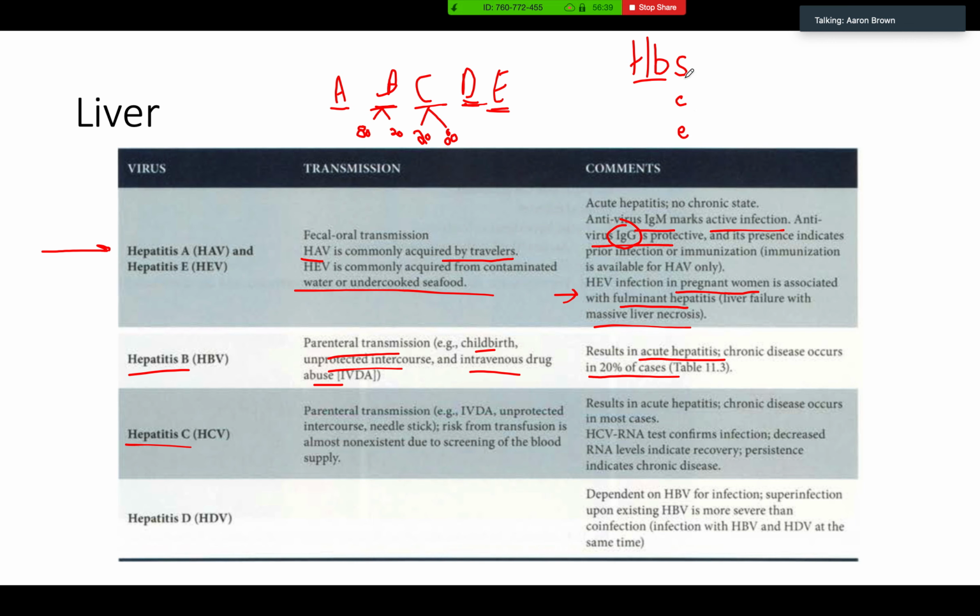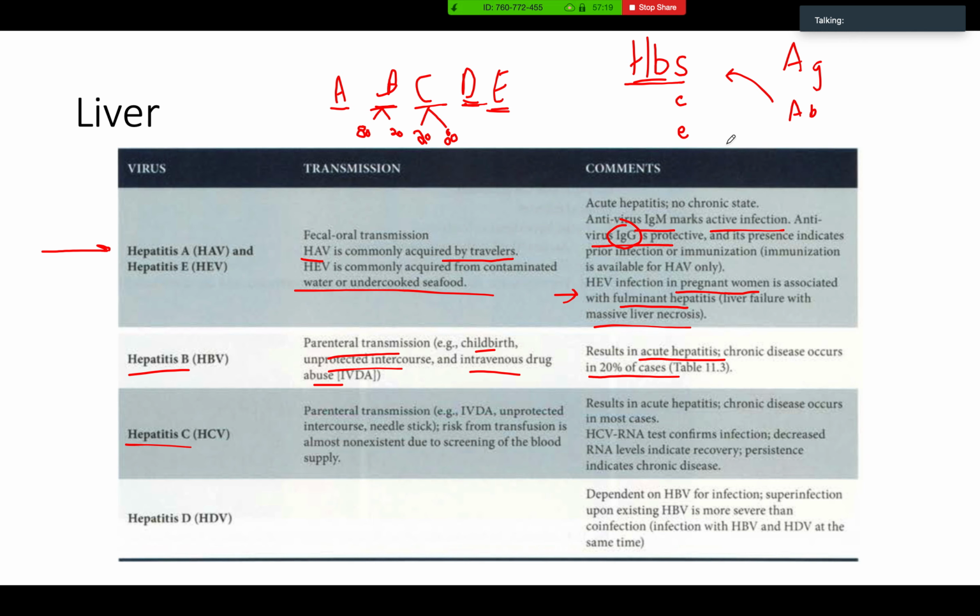HBS is for surface antigen or antibody. HBC is for core antigen or antibody, and E is for envelope antigen or antibody. Okay, so we put HB, we write S, C, or E, and then after that, we're going to write whether it's an antigen, meaning part of the virus itself, or antibody, meaning part of the body's defense against the virus. Okay, so after these three letters, we're either going to write AG, meaning antigen, or AB, meaning antibody to whatever we've written just before that. Okay, and I'm sure you're very comfortable with this. I'm just going through it for a fun little review.